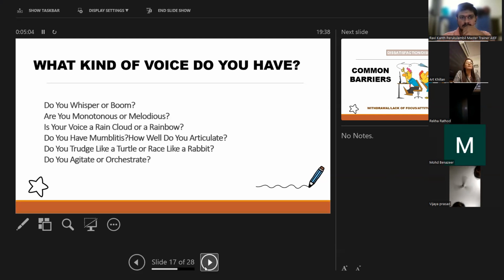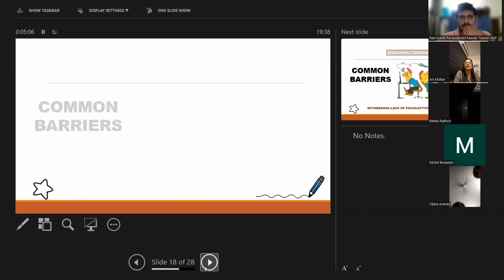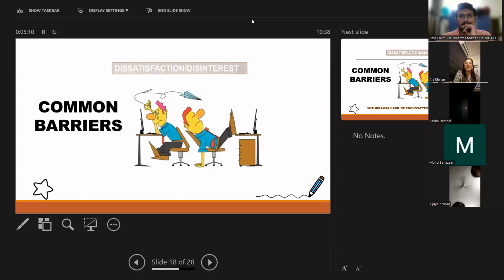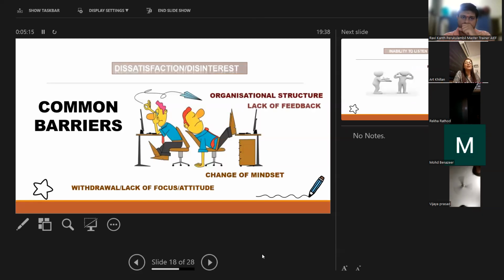Common barriers. Some organizational barriers are also there. So these common barriers again can be there. Now these common barriers can be actually when you're not able to understand each other. So that is, it can be organizational structure where you people are not ready to understand each other, where you have done something but feedback is not there.